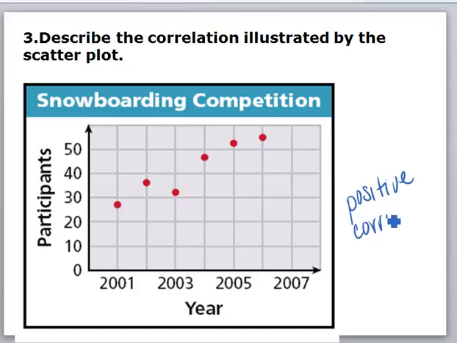So I'll write positive correlation. And that will be it for this problem.